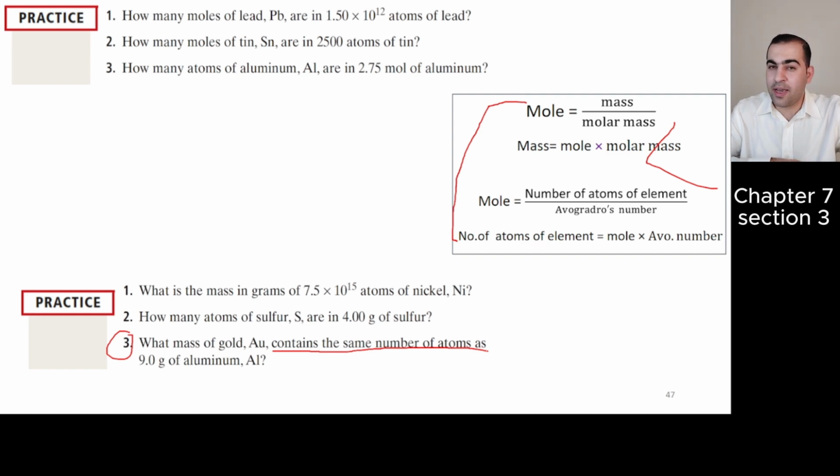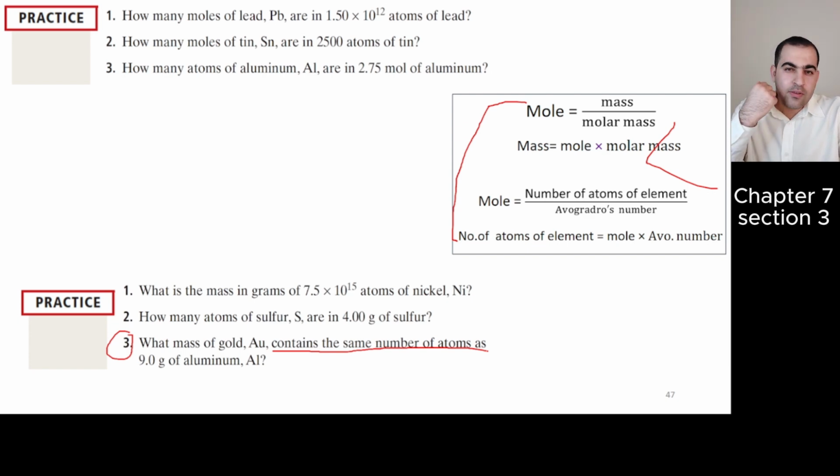How many atoms are there in 9 grams? Because it's the same number of atoms. So first we need to know the number of atoms. Then, when the number of atoms is the same, we can find the mass. But here, guys, we can use a short way. It says same number of atoms.